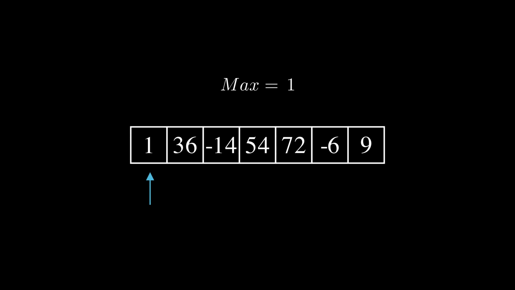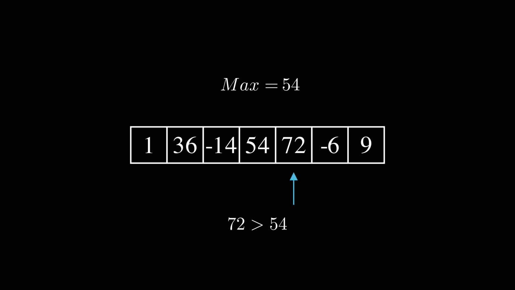After that, we move a pointer to the next value in the array and perform an equality check against the current maximum value. The second number, 36, is greater than 1, so 36 becomes a new maximum value. The pointer moves on to the next value in the array. This time, negative 14 is not greater than 36, so it is discarded and the pointer moves on to the next number. 54 is greater than 36, so 54 becomes a new maximum.